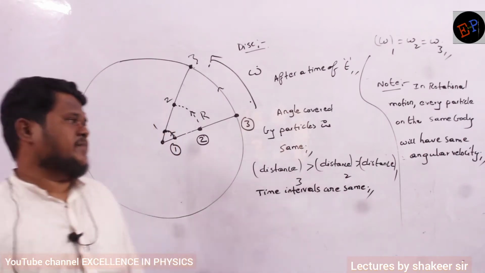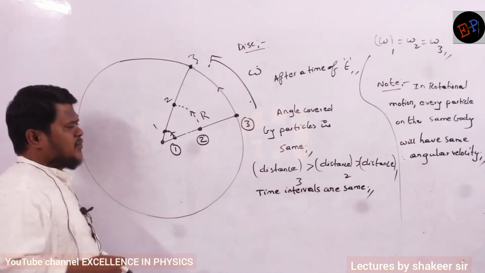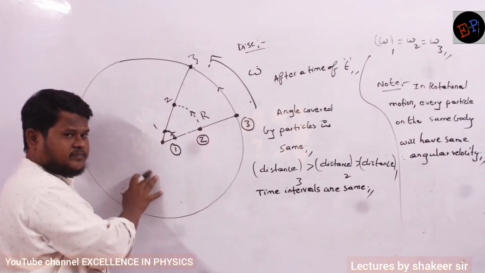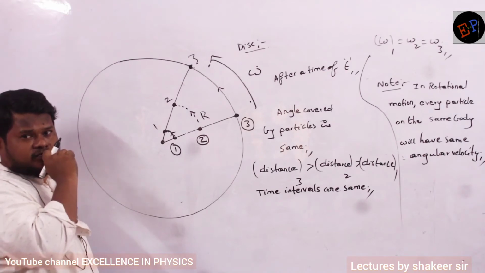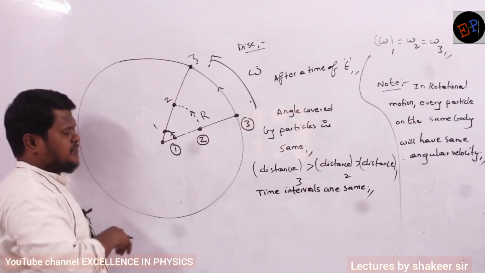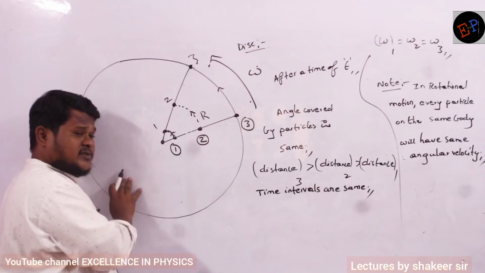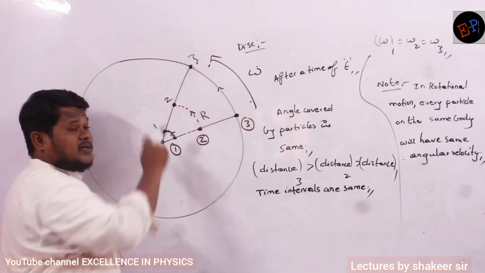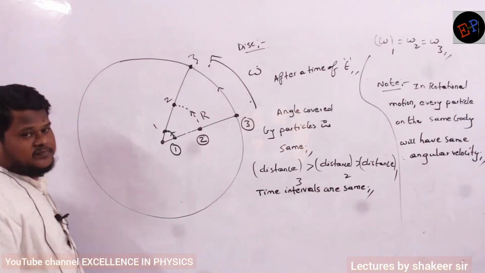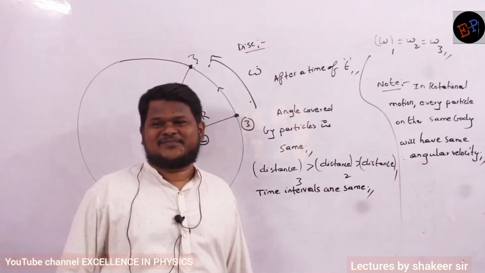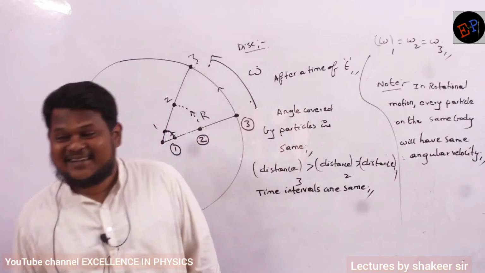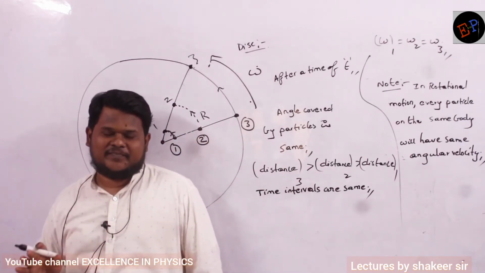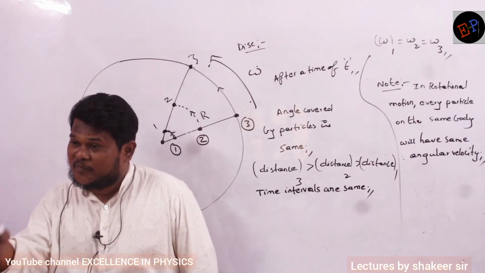Understood? Now if I observe one point here, time taken by all the three particles is the same, no? Okay, time taken is the same. But the first particle is covering less distance. Second particle is covering a bit greater distance. Third particle is covering still greater distance. But time taken is the same. What do you understand? Distances covered are not the same, but time taken is the same.